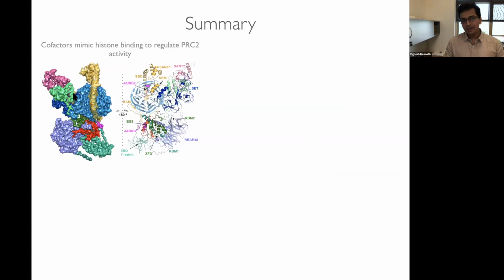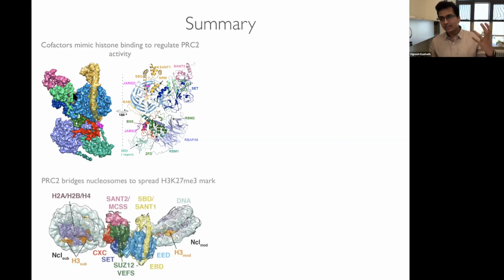So in the first part, I talked about how cofactors mimic histone tails. JARID2 is able to mimic both a substrate as well as an allosteric activator to stimulate PRC2. AEBP2 mimics an unmodified H3K4 tail to stabilize the complex. And they both synergistically activate PRC2 because the complex is now much more active. And this is important for the initial H3K27 deposition on the nucleosome.